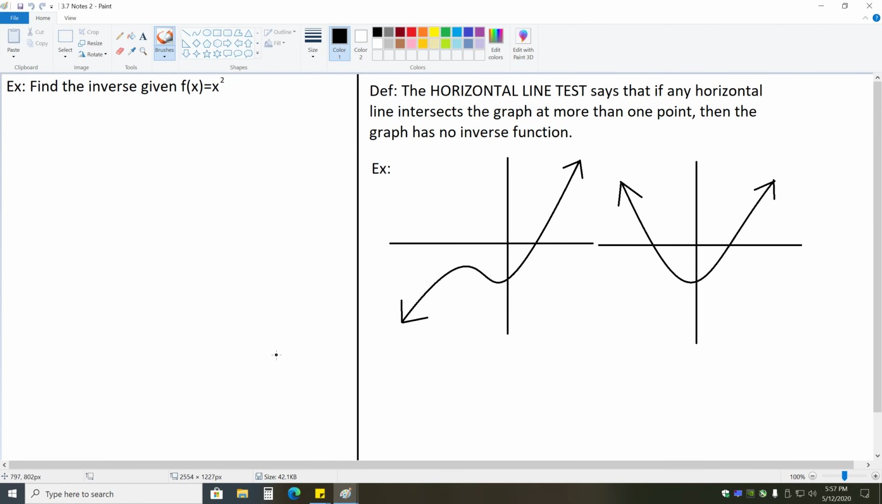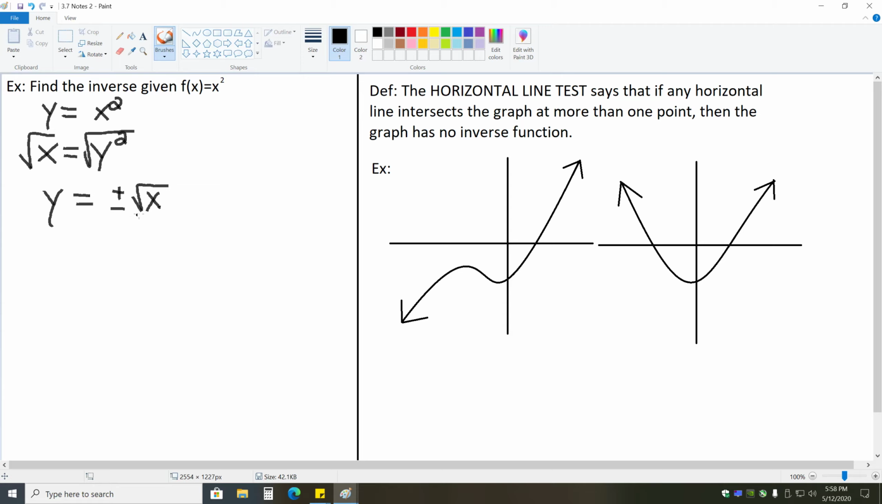Continuing on from here, we now want to find the inverse given f of x equals x squared. So again, going through this, we're going to swap f of x with y to get y equals x squared. We will then swap x and y to get x equals y squared. And now to get y alone, we're going to have to take the square root of each side of the equation. Apply the square root function to each side, which gives us y equals plus or minus the square root of x.